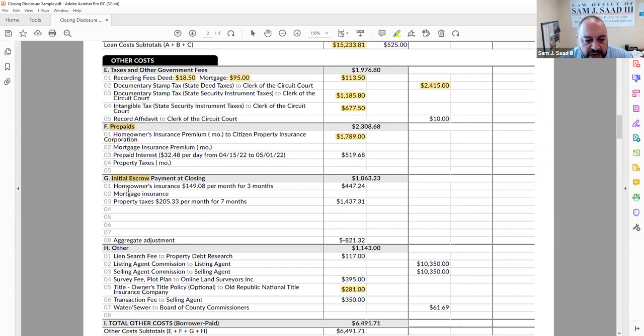But notice down here in section G, we're paying $149.08 a month for 3 months, to, over here, $447.24 for more homeowners insurance. This is the start of paying for next year's homeowners insurance. This is the 2023-2024 payment, this $447.24, and we're collecting it into escrow.